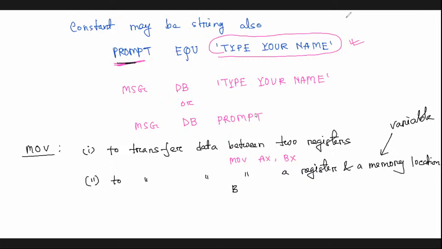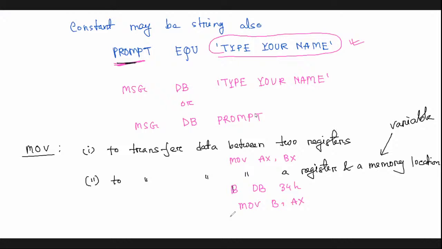Okay, let's change the color. So suppose B is my memory location, and that is a byte, DB, and the value is 34x. Okay, now we assign the memory location, and then we can transfer data between a register and a memory location. That means you can write MOV B, X.